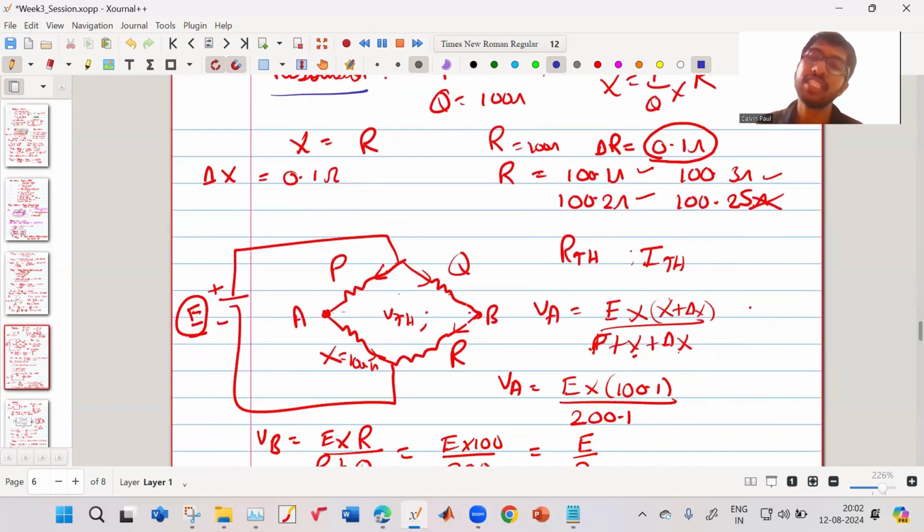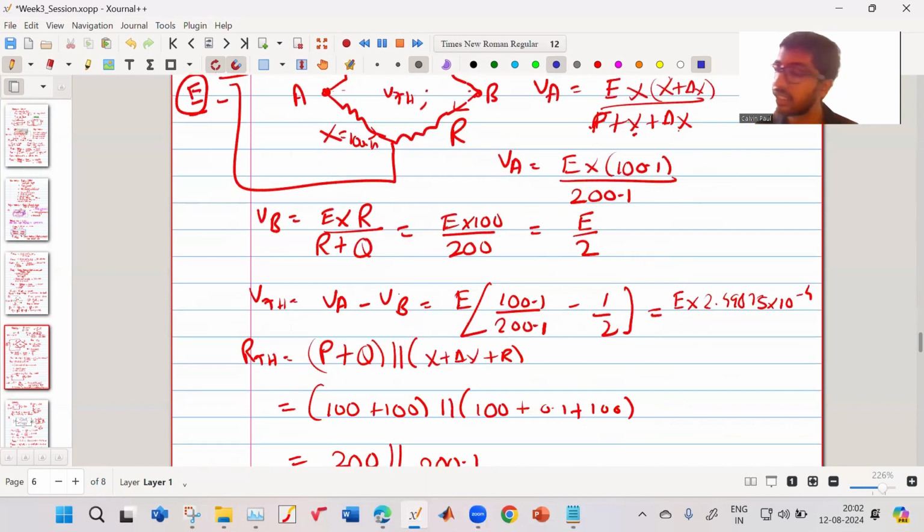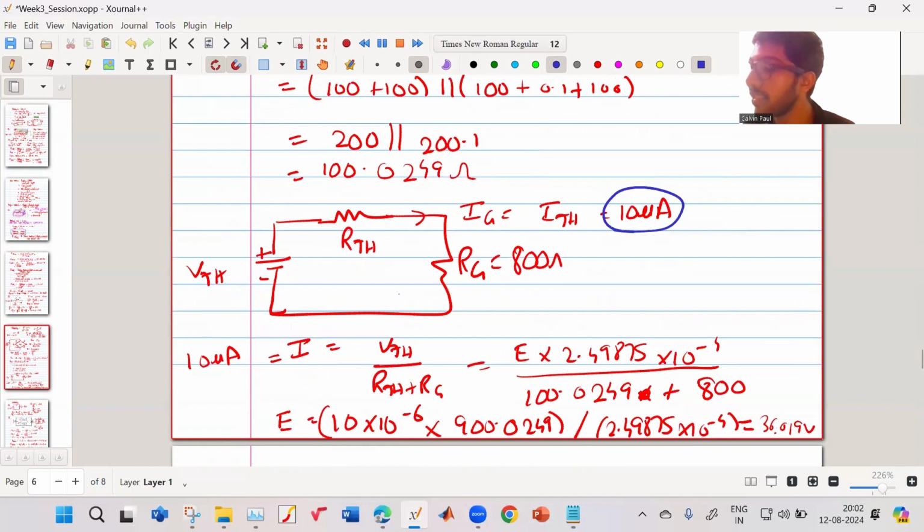Then how, in case some sudden change happens, it should be sensitive enough. This 10 microampere is what small current will cause the deflection in the galvanometer to be visible. Only if the deflection current is more than 10 microampere can you see a deflection. So we are trying to find the sensitivity of your resistance measurement. That sensitivity is also dependent on the galvanometer resistance and how sensitive the galvanometer is. That is why we use the Thevenin equivalent to find it out.